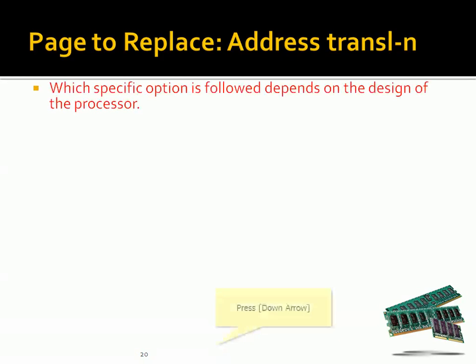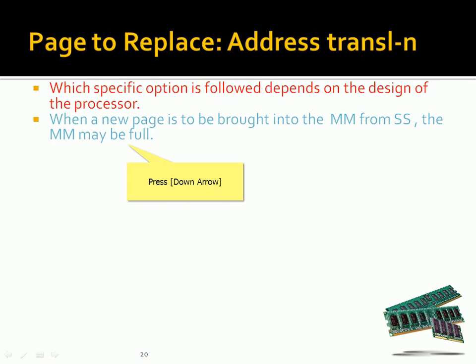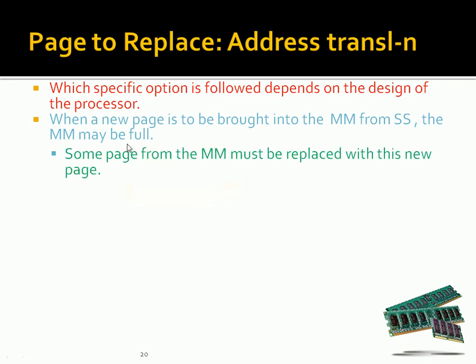Page to replace, right? Which specific option is followed depends on the design of the processor. If the page table is full, some of the pages need to be removed. So either first in first out or various other mechanisms may be engaged. When a new page is to be brought into the main memory from secondary storage, some pages in the main memory must be replaced with the new page.